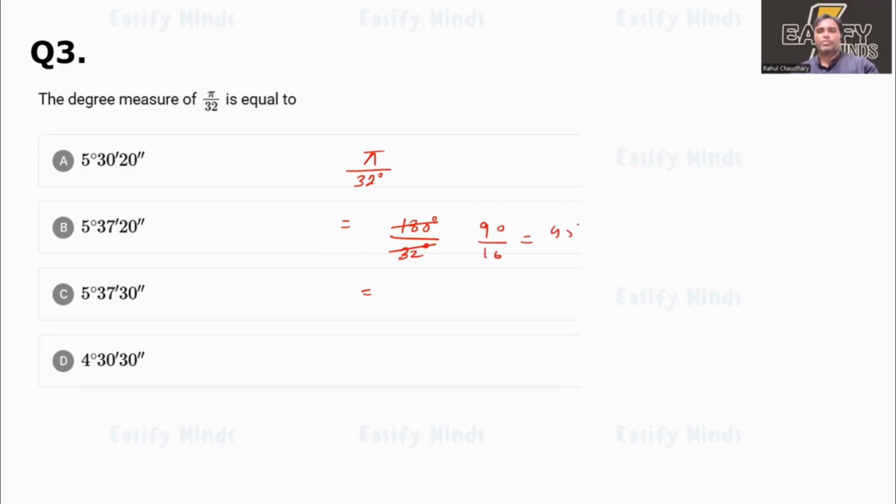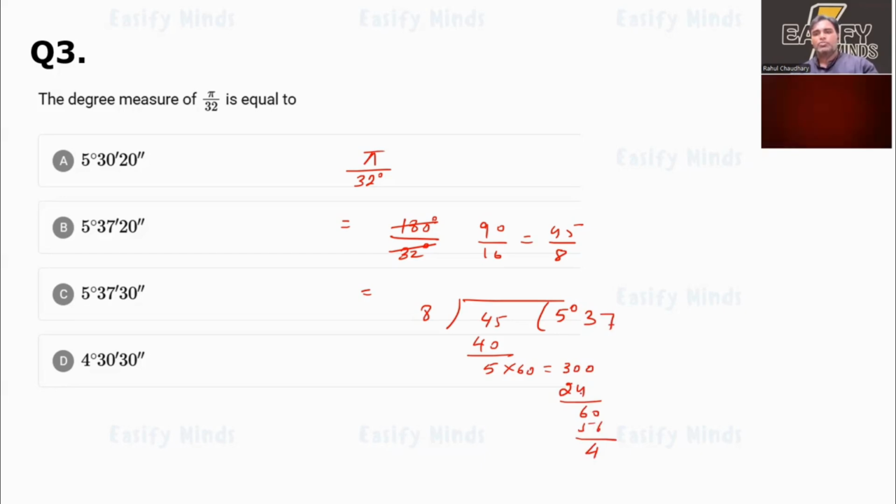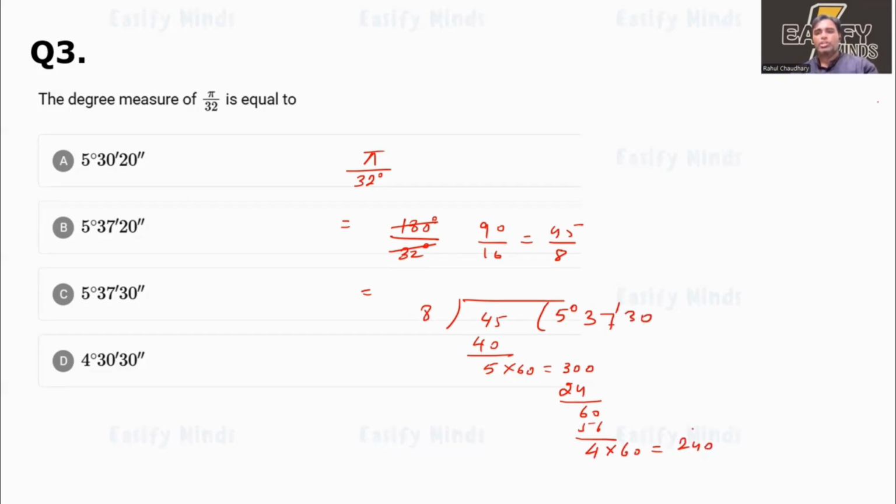2 9s are 18, 2 16s are 32, 2 4s are 8. So 45 by 8 is coming. Now let's divide 45 by 8. 8 5s are 40. Now this remainder into 60, so 300. 8 3s are 24. 8 7s are 56. 4 again left, so minutes. Now into 60 again, so 240. So 30, it will get cancelled, I think. So this is seconds. So we are getting 5 degrees 37 minutes 30 seconds.